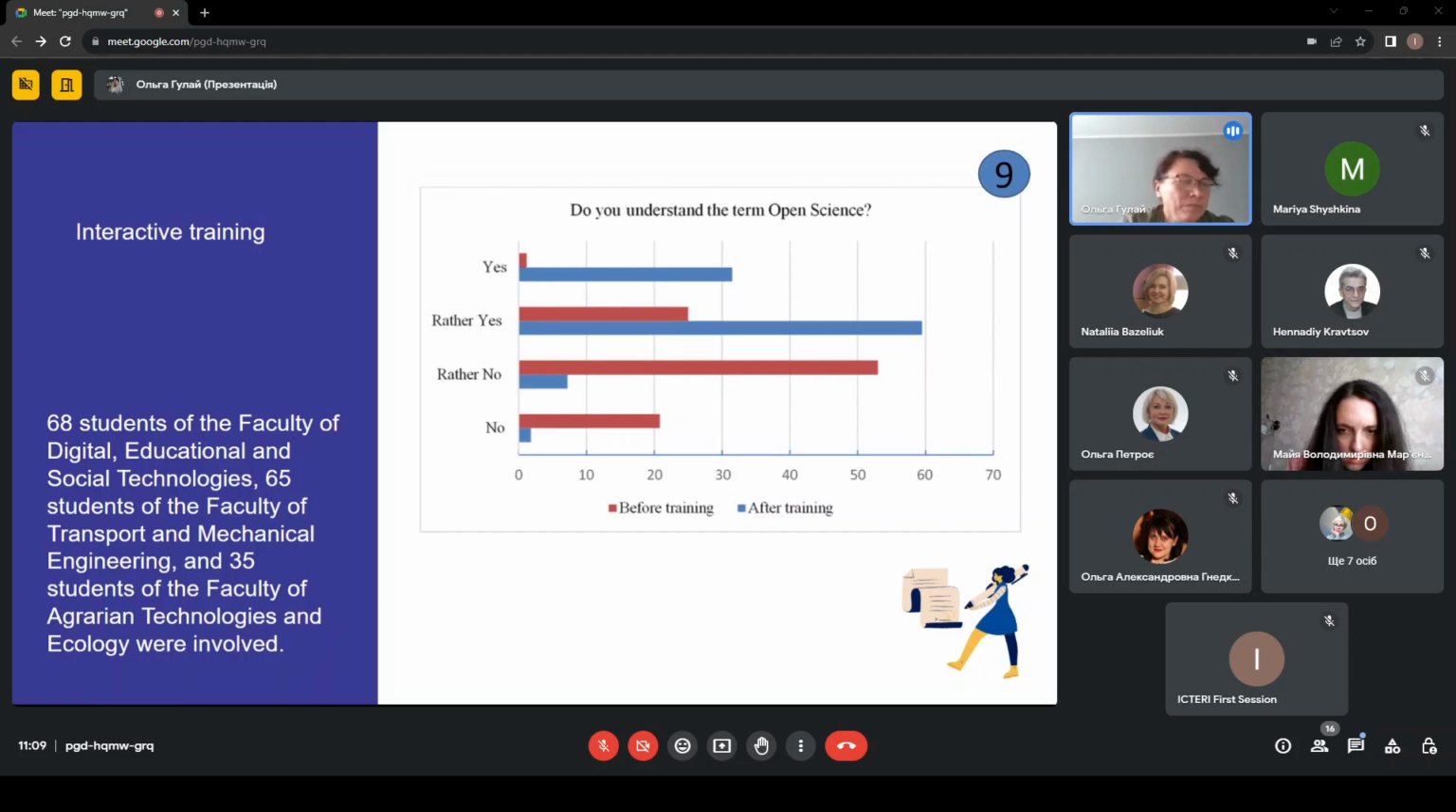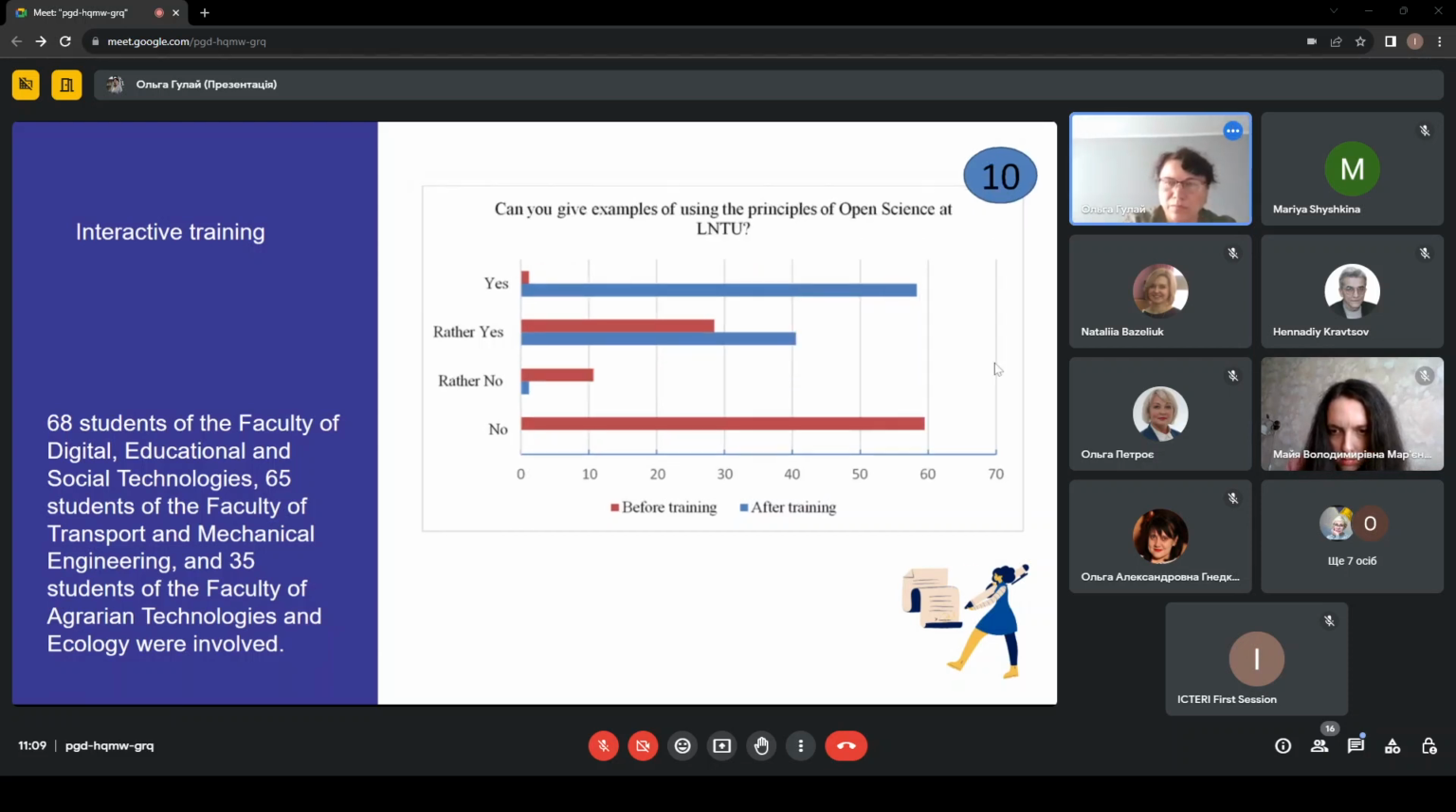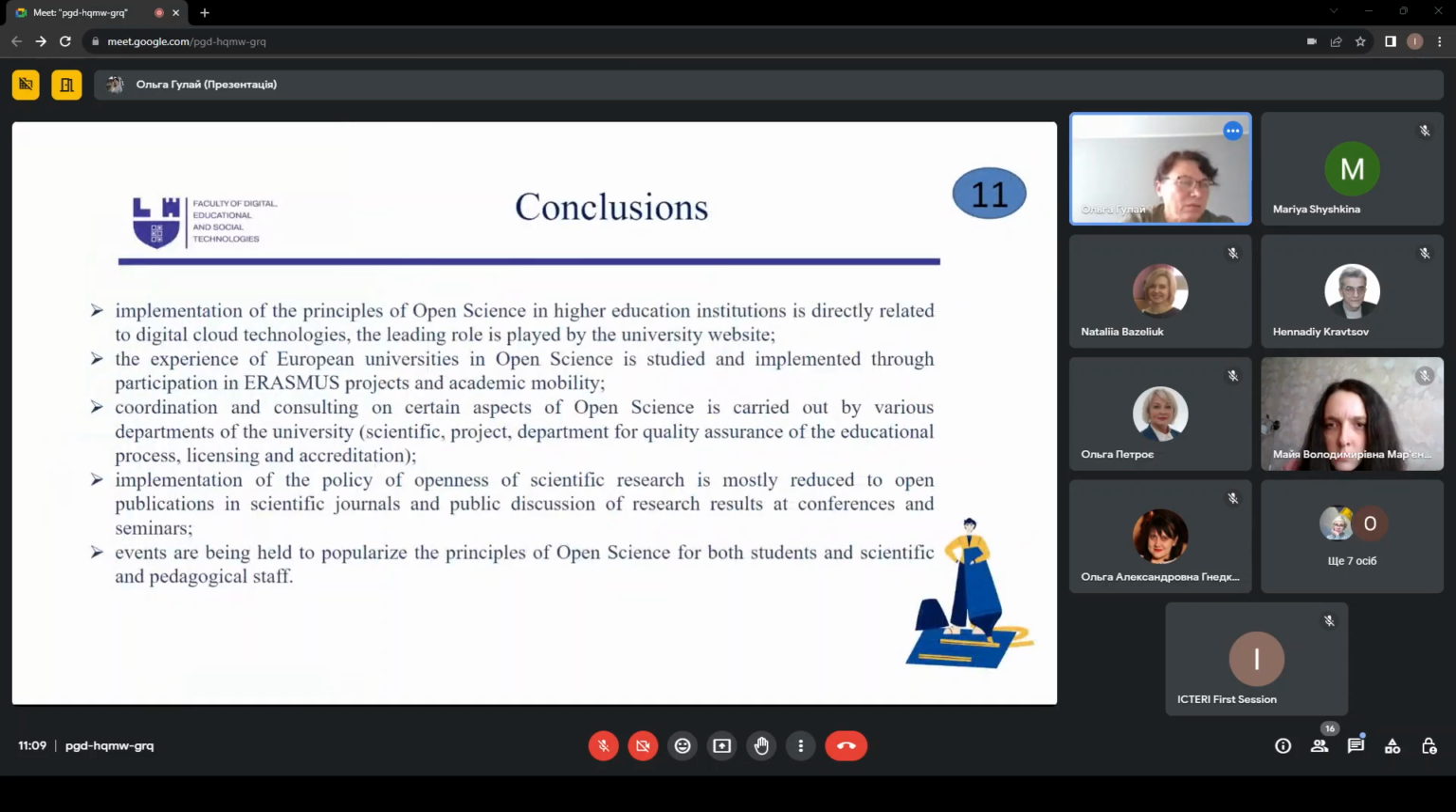Most of the bachelors involved in the training did not know the term open science and could not give an example of the spread of this trend in the activity of LNTU. However, after training, less than 2% of students were unable to answer this question.